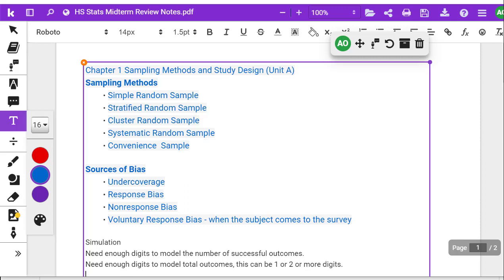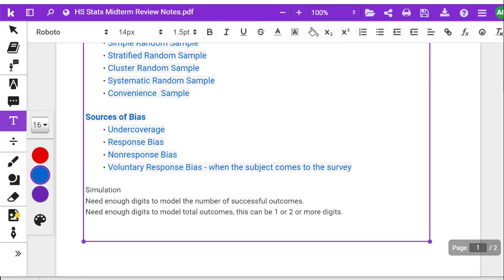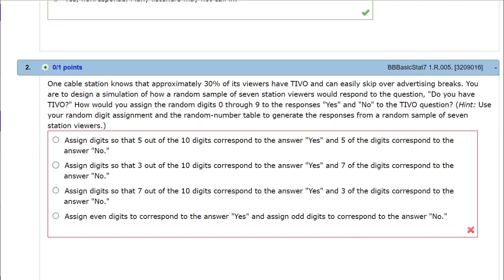All right, so in this example, we are trying to model 30%. If given a percent, change it to a fraction with a denominator of 10, 100, 1,000, or higher, as needed, all right? So you can change it to a fraction. So we're going to take this example. Our example is 30% of viewers have TiVo.